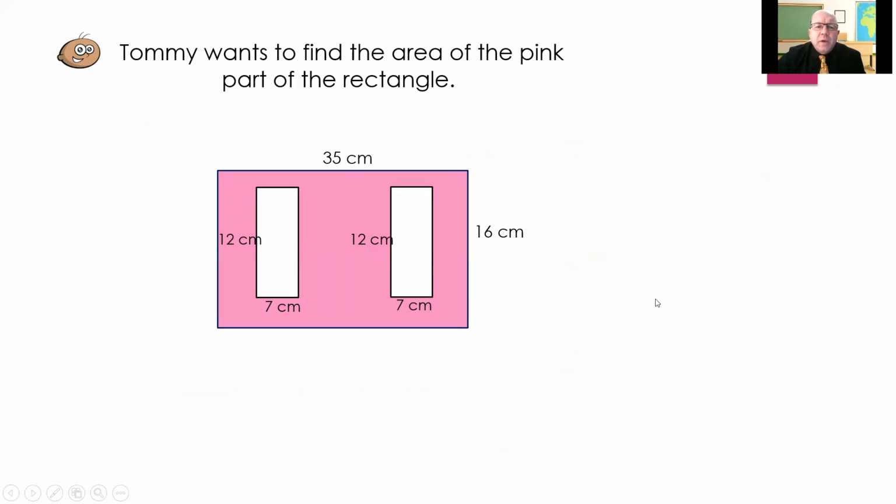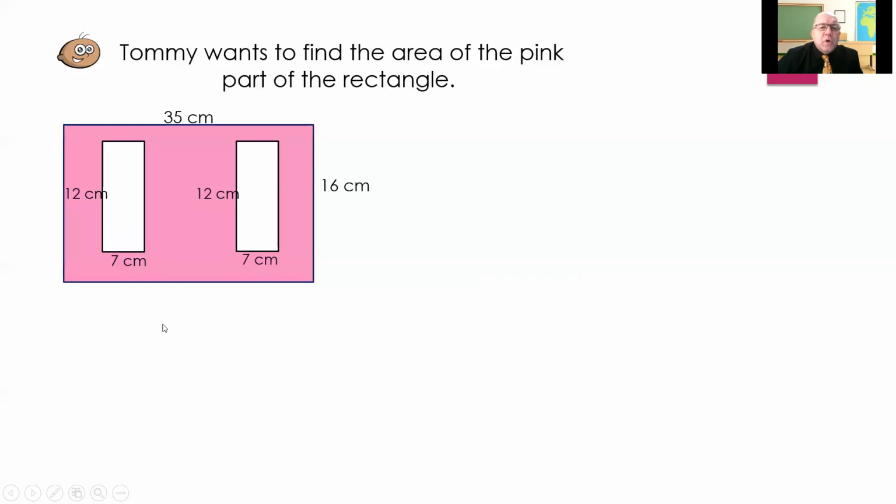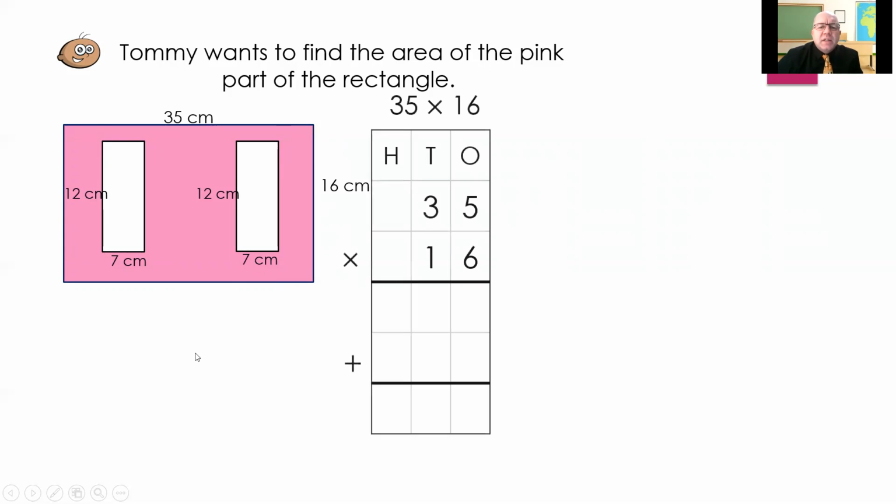Right. A little bit of area work now. Tommy wants to find the area of the pink part of this rectangle. Okay, so the whole area without these two white bits. So that's the idea. Okay, have a think. Right. Well, I think we're going to start by working out the area of the whole thing. Okay, so the big outside rectangle, let's work out the area of that. And we'll do that by doing 35, which is how long it is, multiplied by 16, which is how wide.